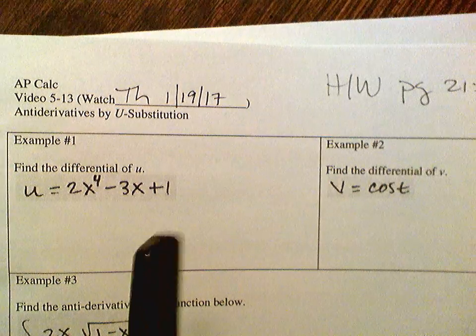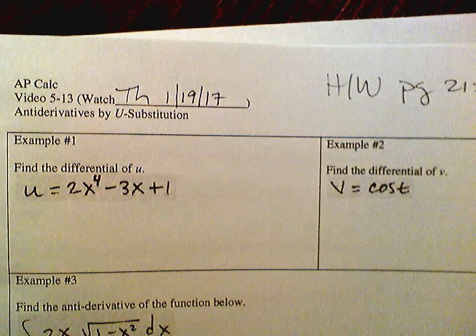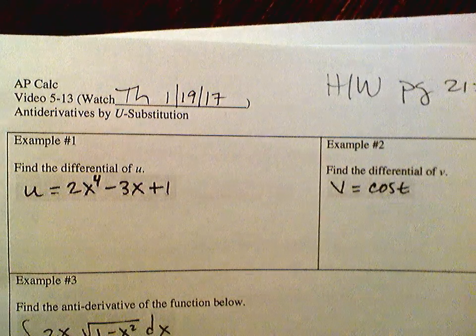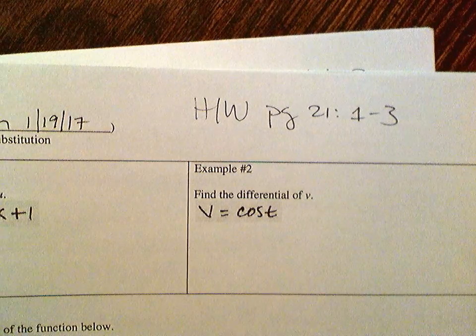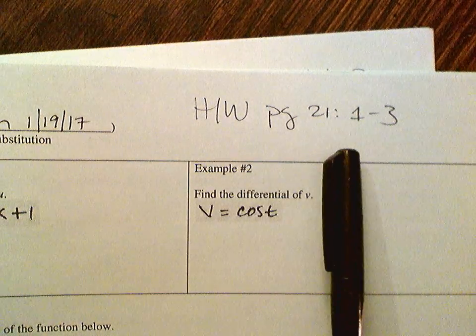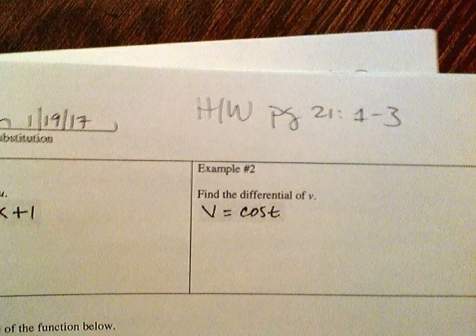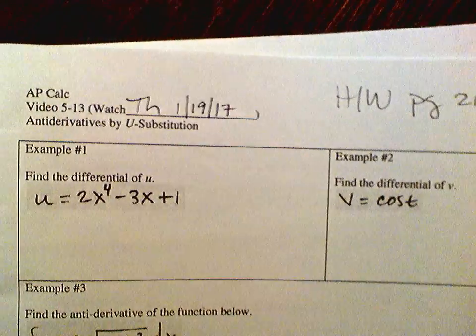And this is an anti-differentiation technique called U substitution. There is homework with this. This should be a short video, and it's page 21, numbers 1 through 3. The more you do of these, the easier it will become with time.